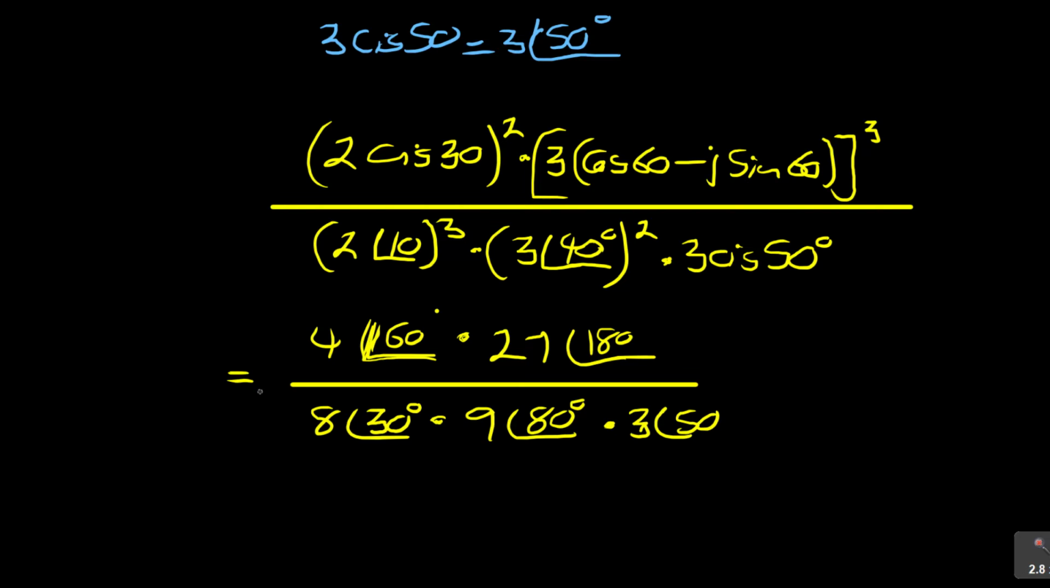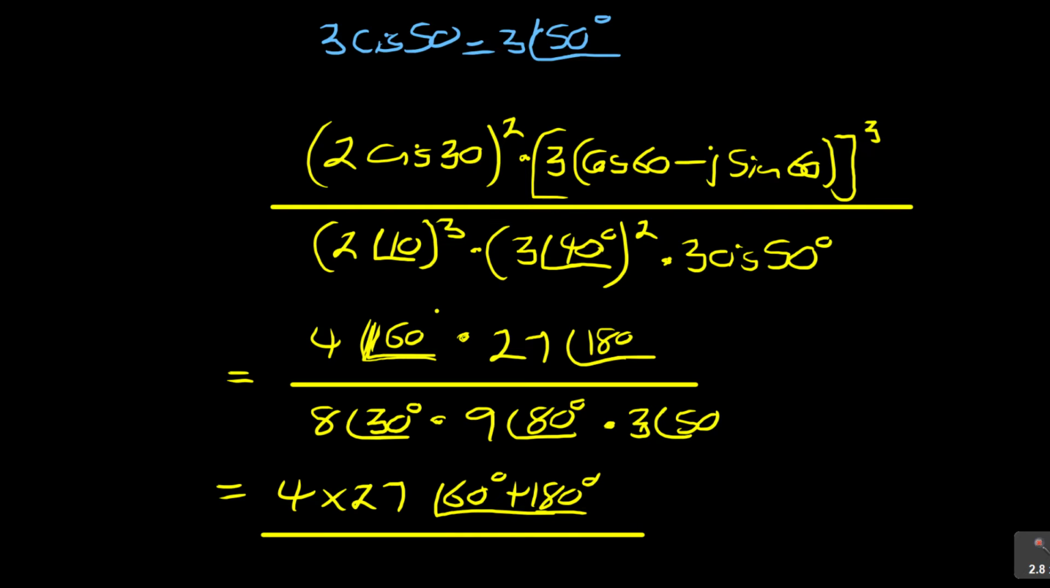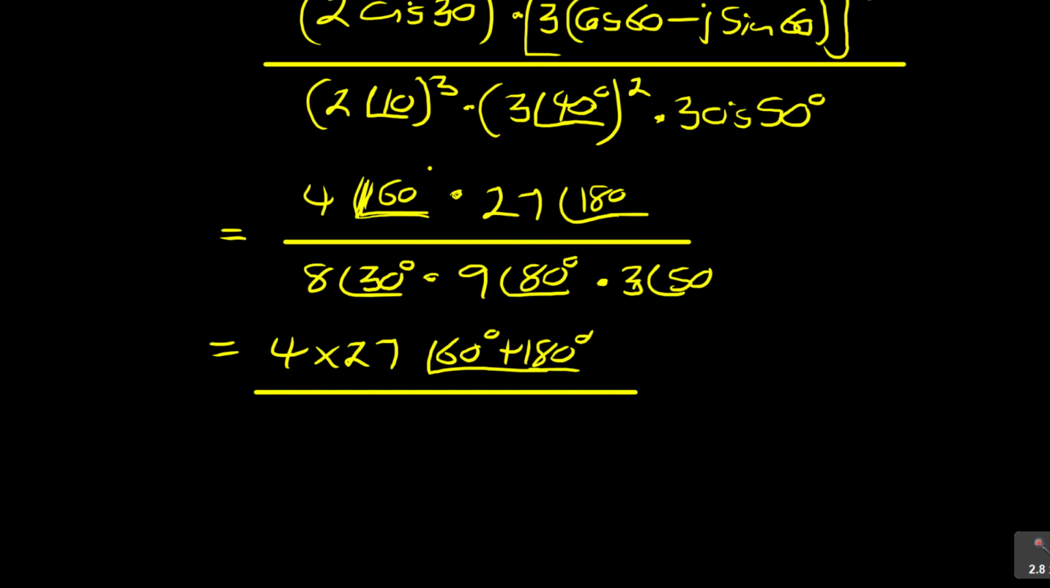And then simplifying it further, remember, according to de Moivre's theorem, when I'm multiplying, you multiply the 4 by 27, and then you add the degrees, 180 degrees, remember that, and then it's all over. Also, you're multiplying here 8 times 9 times 3, and then you're adding the degrees using de Moivre's theorem.